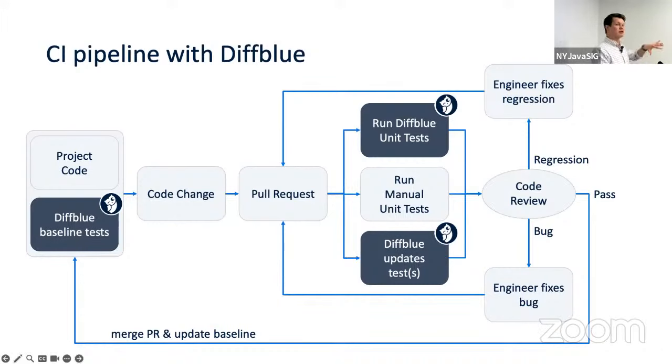Those tests describe the code before you make your code change. So now you make your code change and you can kick off your pull request. We still run the manual unit tests that you have, but we're going to run those DiffBlue unit tests that were written before your code change. And any failing tests are going to tell you about how the behavior of your application has changed.